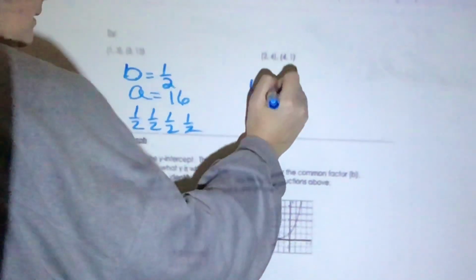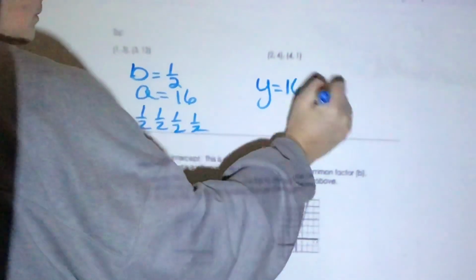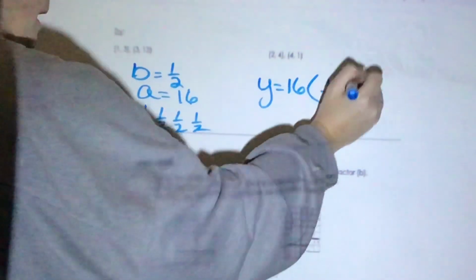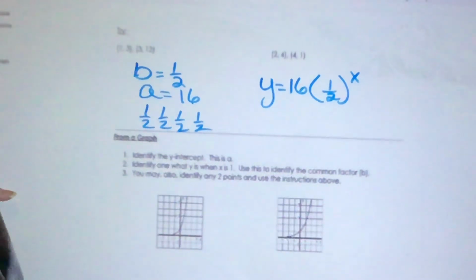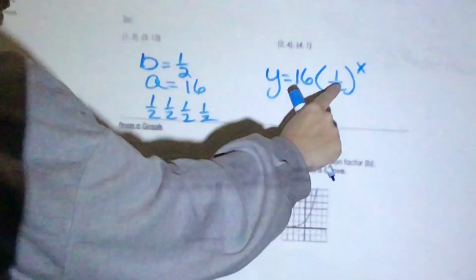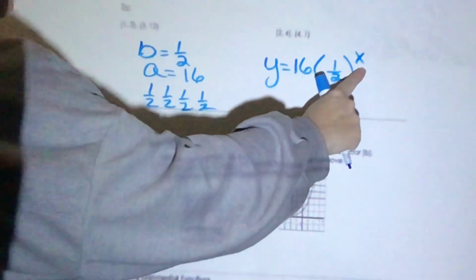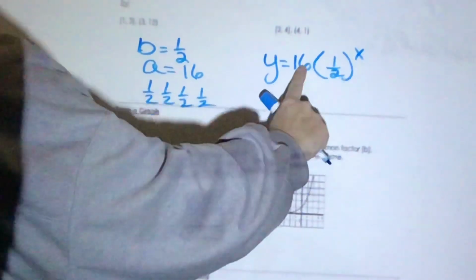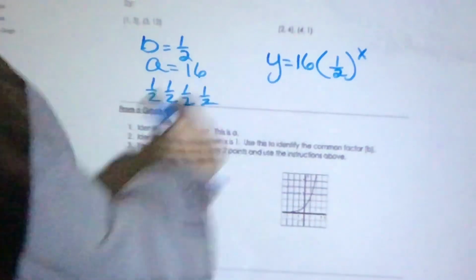And if I plug that into my equation, I get y equals 16, in parentheses 1/2 to the x power. And I can check this with my other point. I can do 1/2 squared, which would be 1/4, times 16 would give me 4.